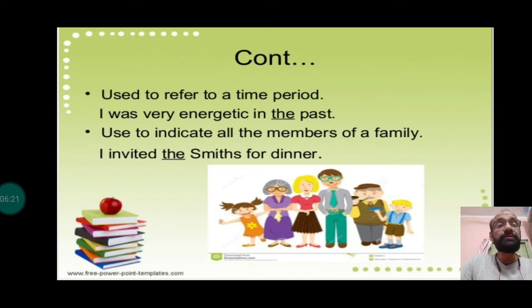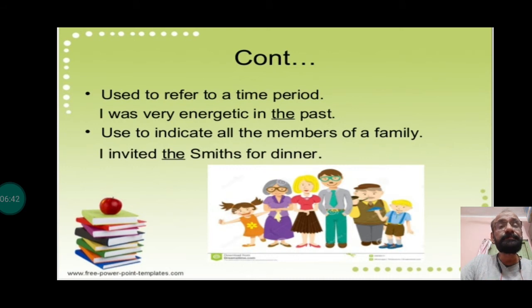The is also used to refer to a time period, right? If you are talking about a specific time period, a group, a collection of time, then that represents one group. So we can use the in that. I was very energetic in the past. I can see the future. Right? These things we use for a specific time group.